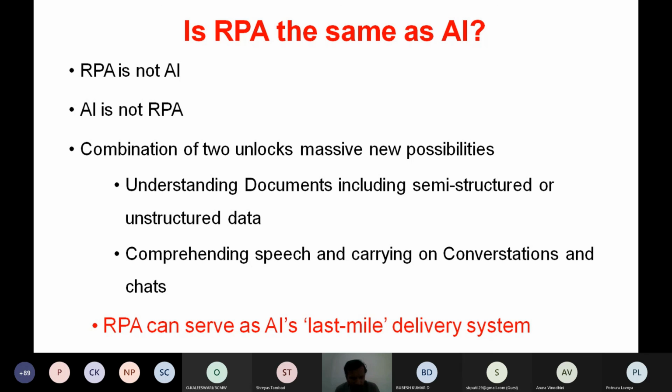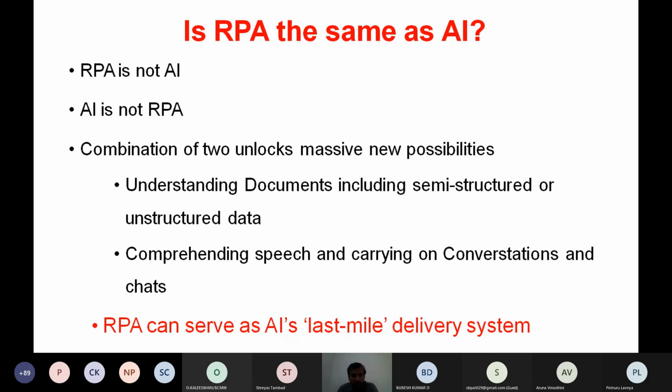In many places I've heard people say that RPA and AI are synonymous terms. Another buzzword now is AI. People are going behind artificial intelligence. Is RPA the same as AI? Is the question. No, RPA is not AI and AI is not RPA.